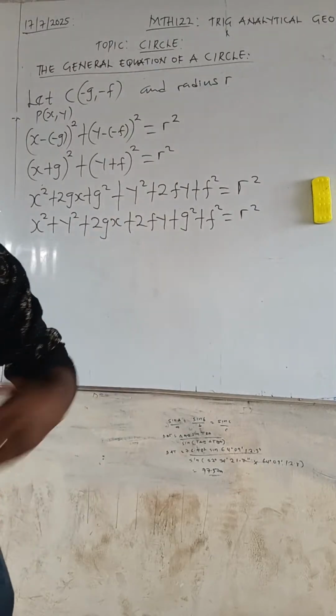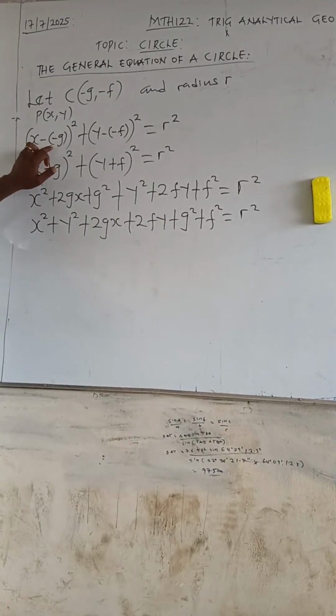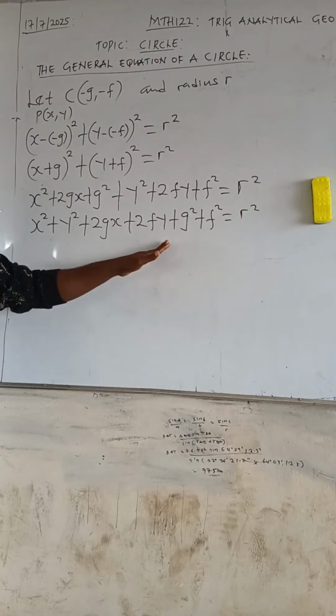Because the center is negative, true or false? So that is why you are saying X minus the center, but the center is negative, minus what? G. Do you understand? Okay. So can we proceed now? Any other question? No. We can proceed.